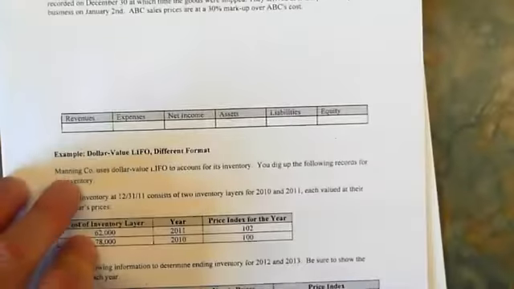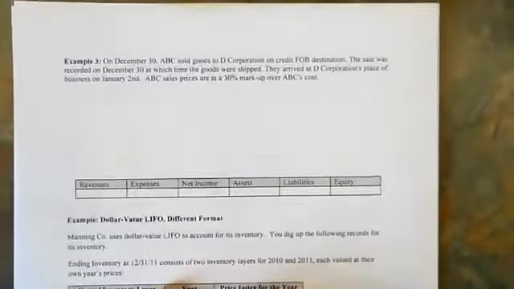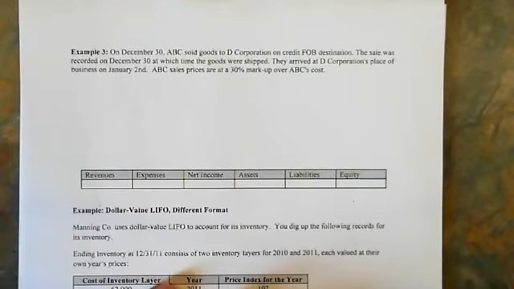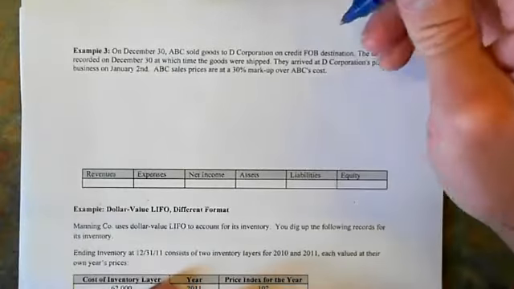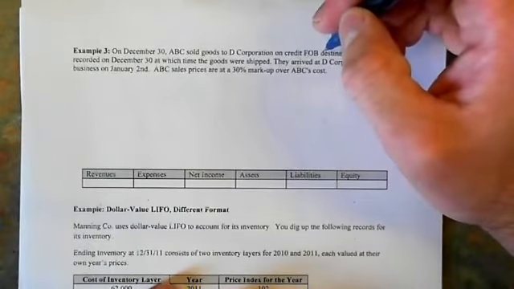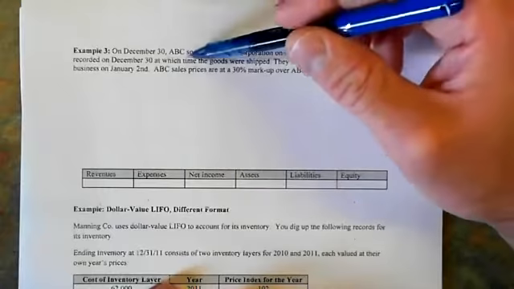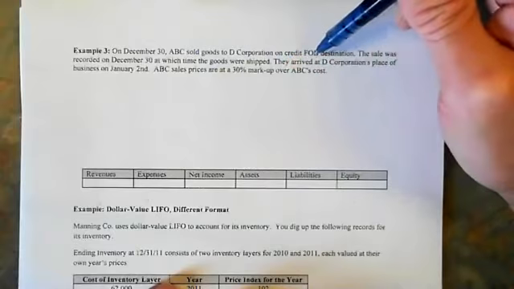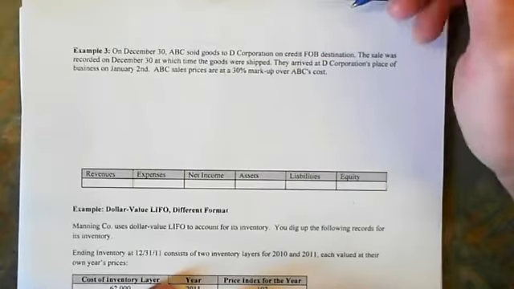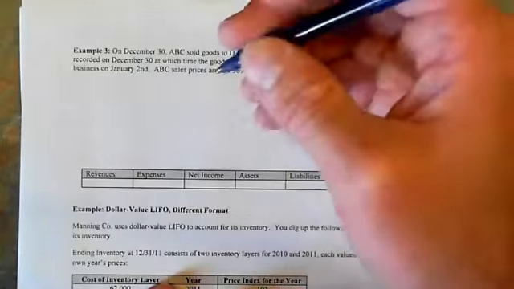One more example. On December 30th, ABC sold goods to D Corporation on credit, FOB destination. The sale was recorded on December 30th, at which time the goods were shipped. They arrive at D Corporation's place of business on January 2nd. Should ABC have recorded that? No. They shouldn't record the sale. And notice we're talking about ABC in this case, not D. ABC sold the items. They should not have recorded the sale until January 2nd.